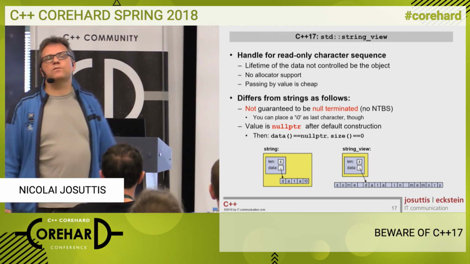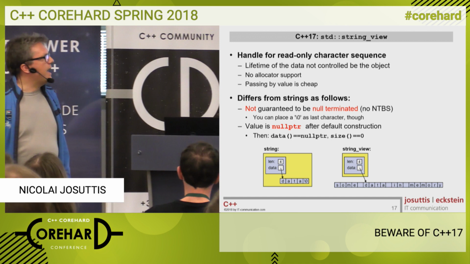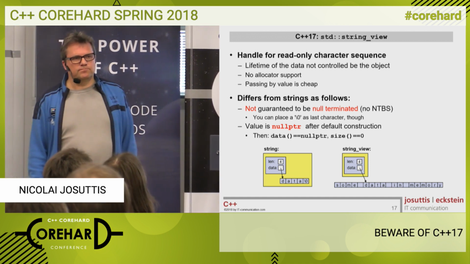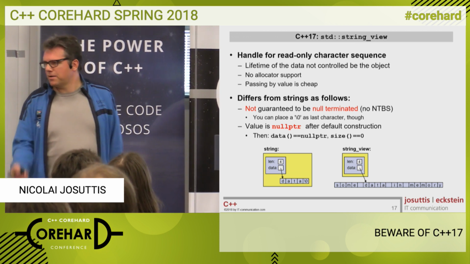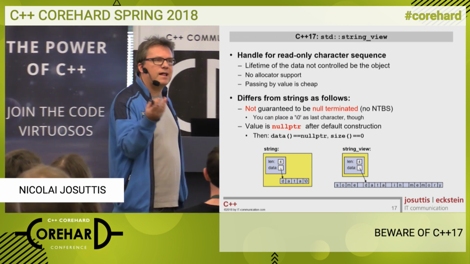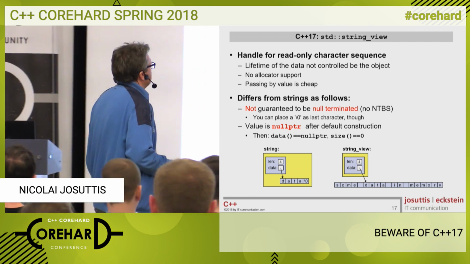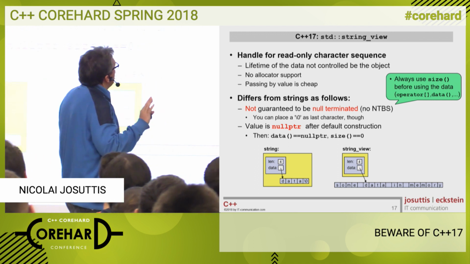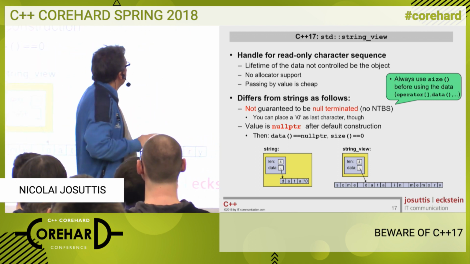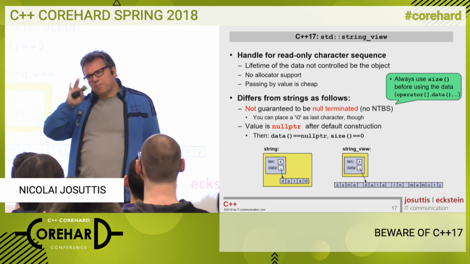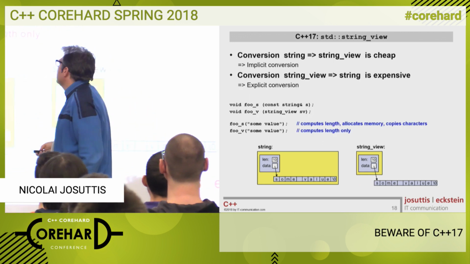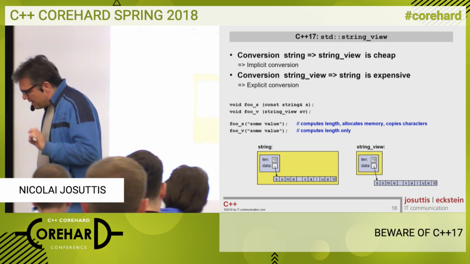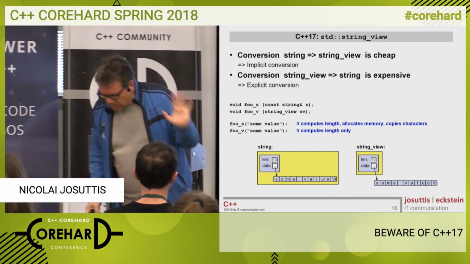For string views, if you use a default constructor and you ask for the data of the string, you get a null pointer back. And that's something you should consider if you pass the value of your string view somewhere else, for example, to a C function. So, first recommendation, always use size before using the data of a string view, because you might have to do some special checks here.